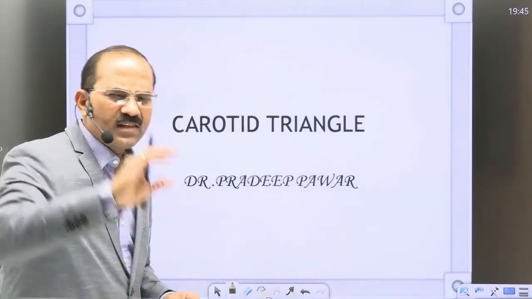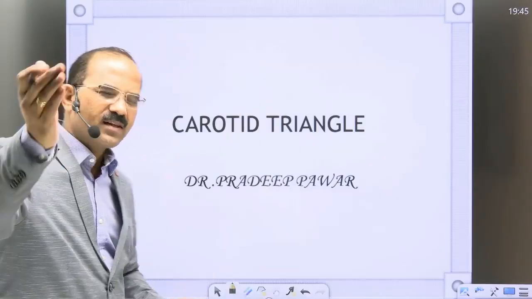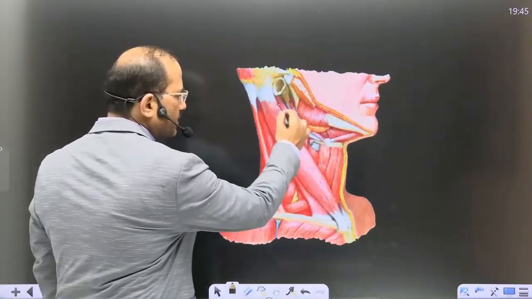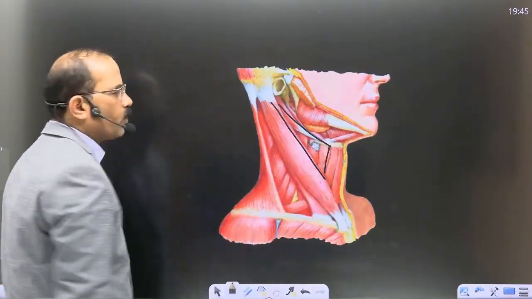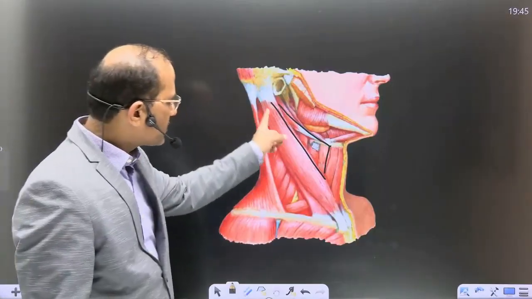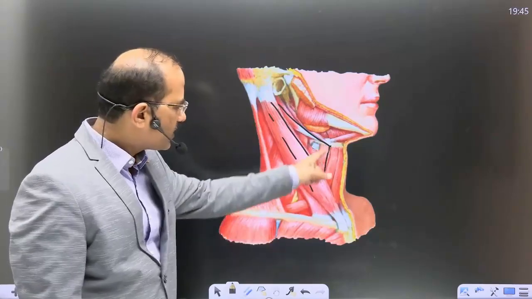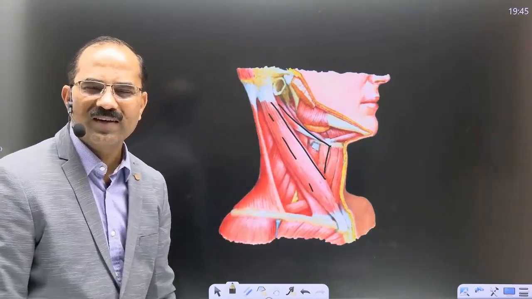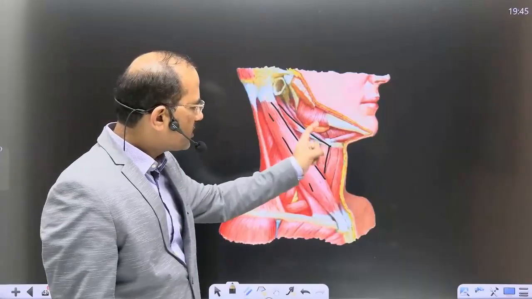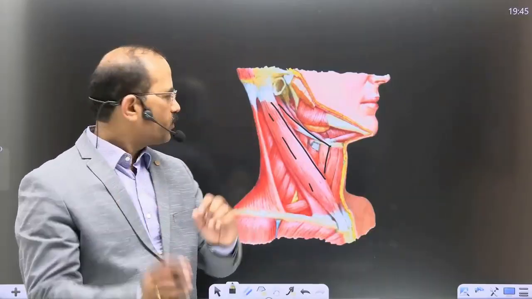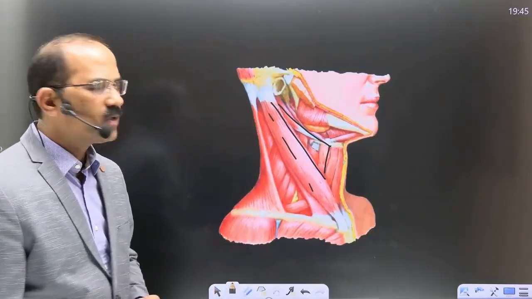We have seen the boundaries of carotid triangle, students. Let us just quickly go through it. The carotid triangle, yes, this is the carotid triangle here. What are the boundaries of carotid triangle? That's the sternocleidomastoid behind, the posterior belly of digastric, and the superior belly of omohyoid. Clear? So this is going to form the boundaries of the carotid triangle.